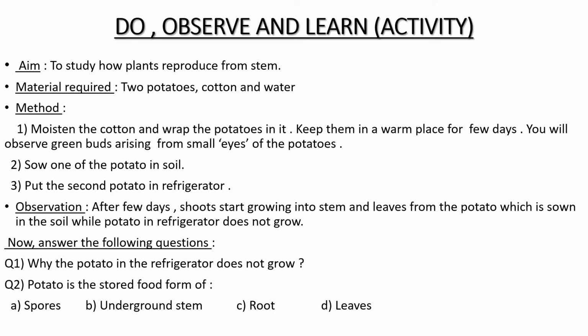Now in the second method, sow one of the potatoes in the soil and put the second potato in the refrigerator. After a few days you will observe that shoots start growing into stem and leaves from the potato which you have sown in the soil, while the potato which you kept in the refrigerator does not grow.